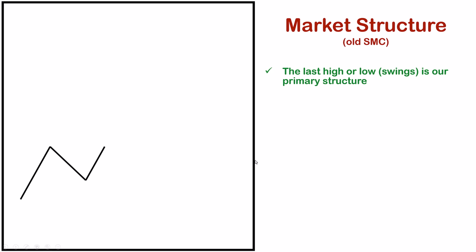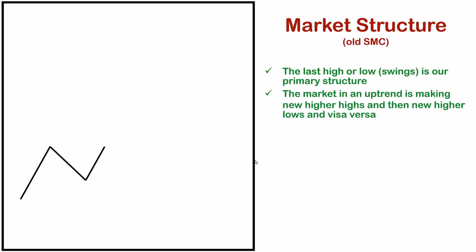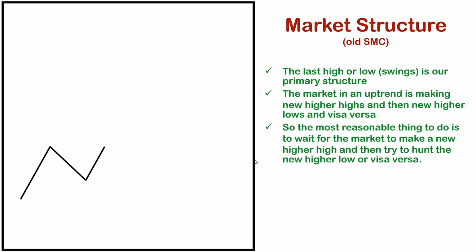So that is going to be our primary structure. And when the market breaks that high or low, we have a break of structure, or BOS. If the market breaks the high, we are in an uptrend, and if it's breaking lows and making lower lows, we are in a downtrend. So higher highs and higher lows make an uptrend, and lower lows and lower highs make a downtrend, and we should try to find buying setups in an uptrend and selling setups in a downtrend.